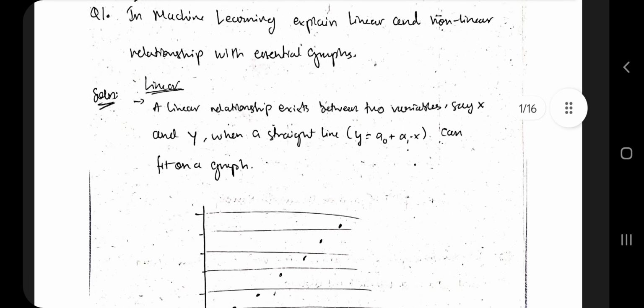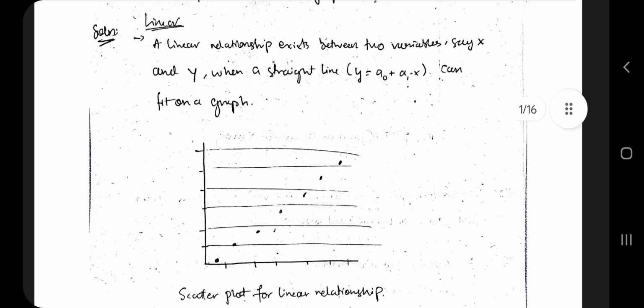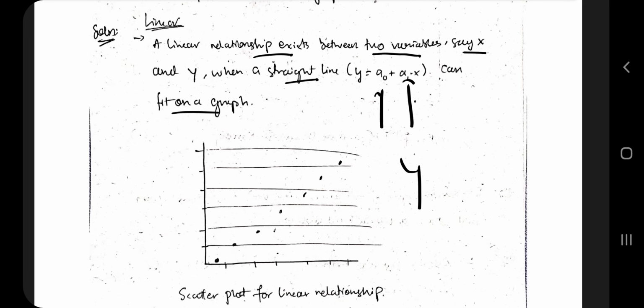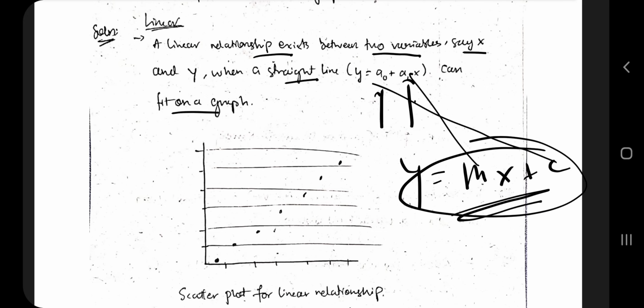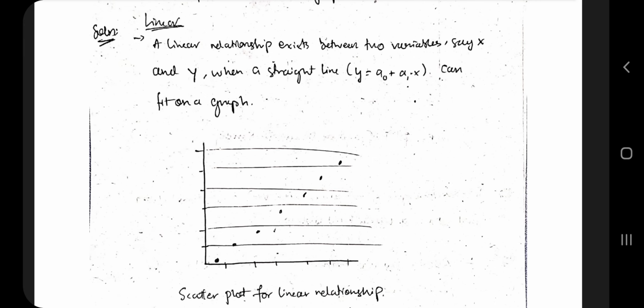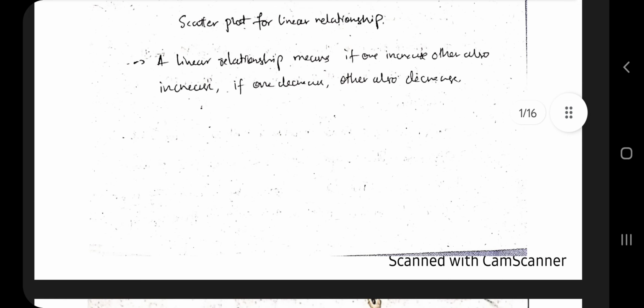So what do you understand by the term linear? Linear means a relationship exists between two variables x and y when a straight line can fit on a graph. Straight line means y is equal to a0 plus a1x. Y is equal to mx plus c, you used to write in maths, right? That is the same thing which is present here. Instead of m we have a1 and instead of c we have a0. If you apply this equation, you can form a straight line in a graph. That's called linear relationship. So this is the key point you need to write.